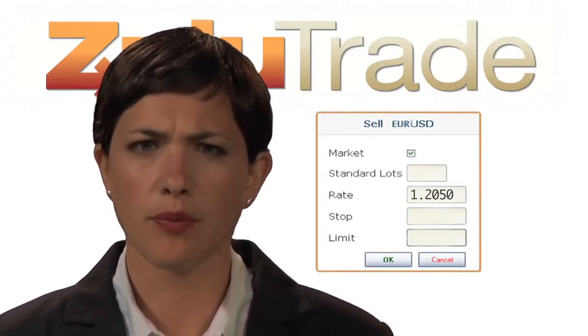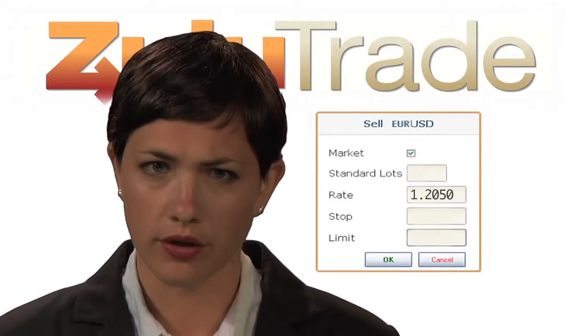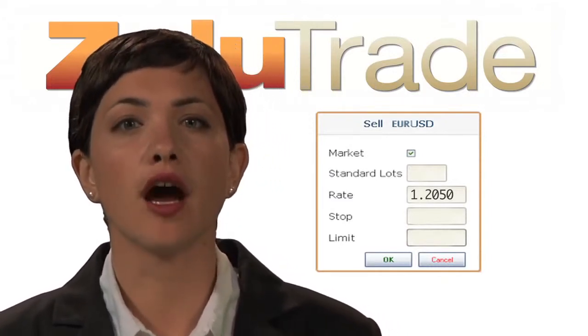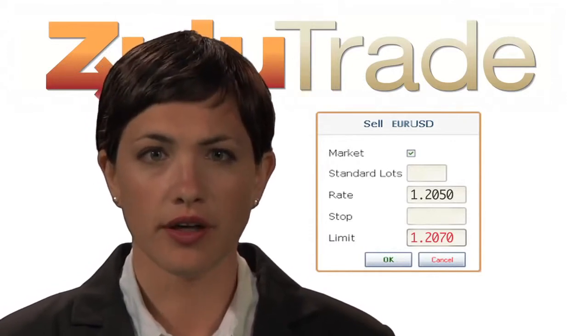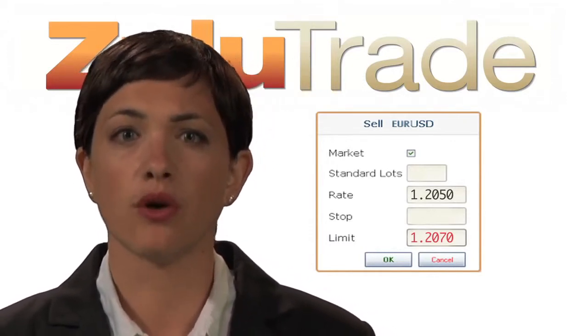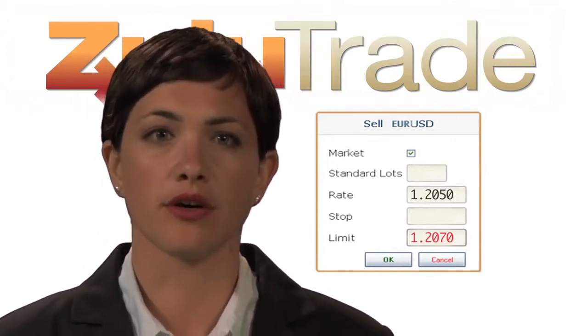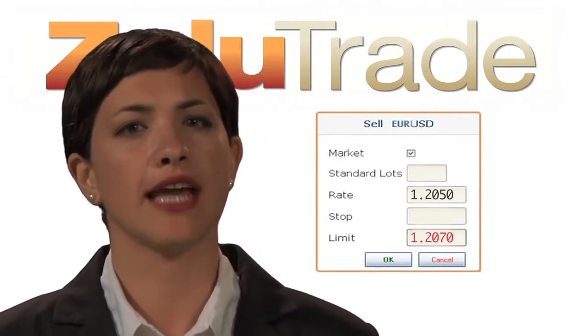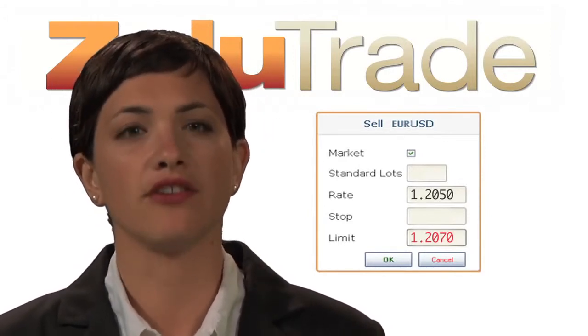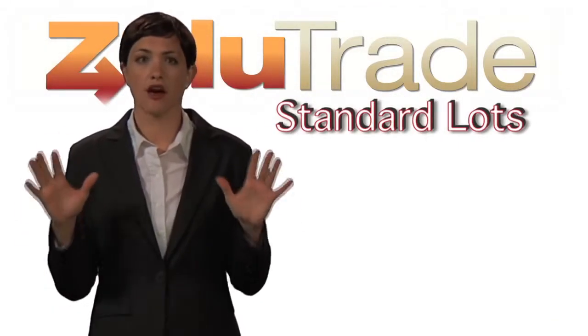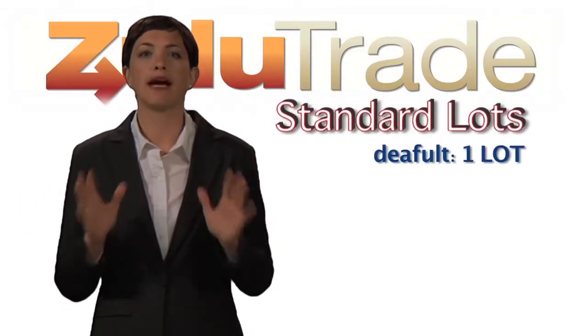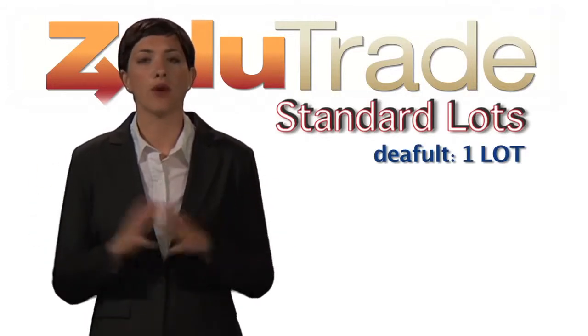You can either sit in front of your monitor and wait for it to hit 1.2070, at which point you would execute a market order, or you can set a buy limit order at 1.2070. If the price goes up to 1.2070, the platform will automatically execute a buy order at that exact price. In this field, traders can determine the size of the order in lots. By default, all orders are set at 1 lot.